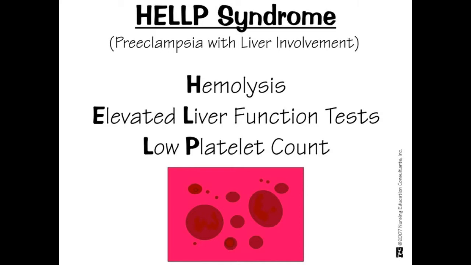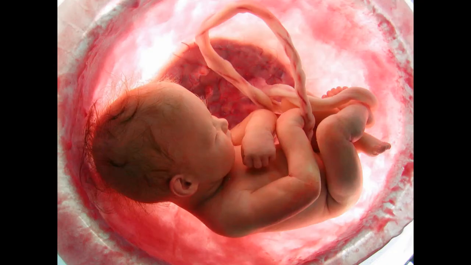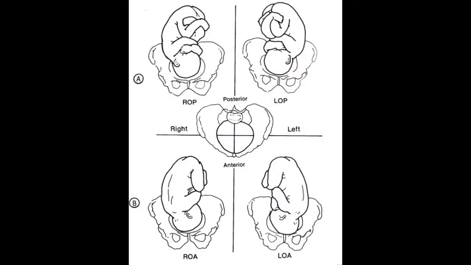All right, so now let's take our focus over onto the baby. So we want to know, where's the baby lying? What's its position in the mom? This can be represented as ROA, right occiput anterior, or LOA, left occiput anterior. And those both refer to the baby's head being in the downward position.